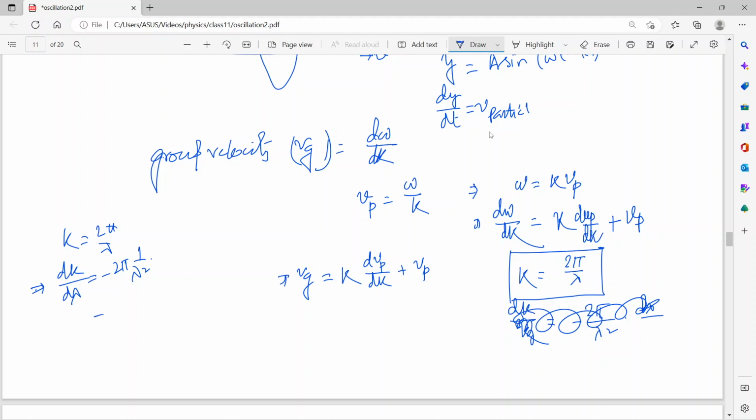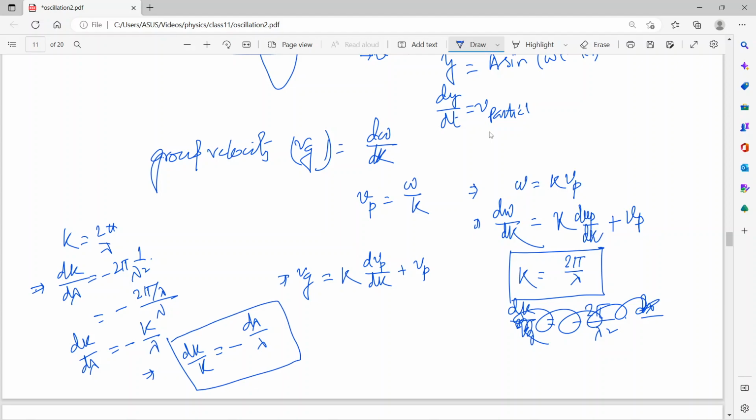And of course, this 2 pi by lambda, I can also write as 2 pi by lambda equals k by lambda, and this is dk by d lambda. So what we can say from there, we can write dk by k equals minus d lambda by lambda. Here also, if I put this, because dk by k is given, you can also convert it into lambda. Whatever be the thing, this is the relation, right?